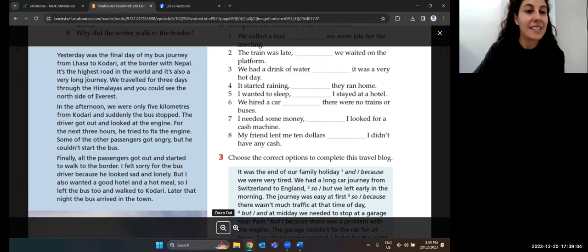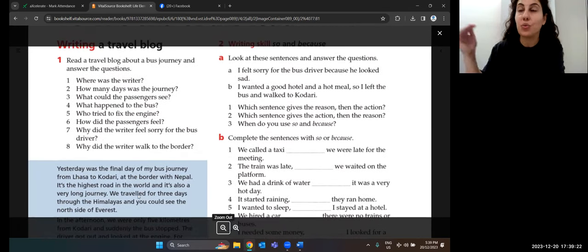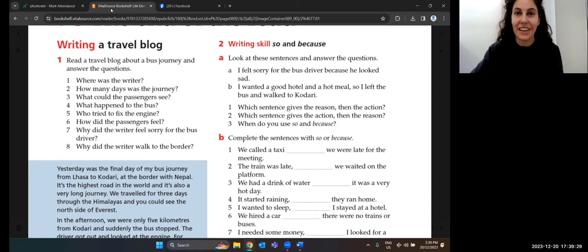So that's how we know this is an adjective, high, but it has the EST. So it's comparing the noun, the road. It's the highest road in the world. Okay, good. Let's answer some questions. I'll give you 1 minute to read it again for yourself and answer question one, and we'll come back and read it together. Okay, so 1 minute.